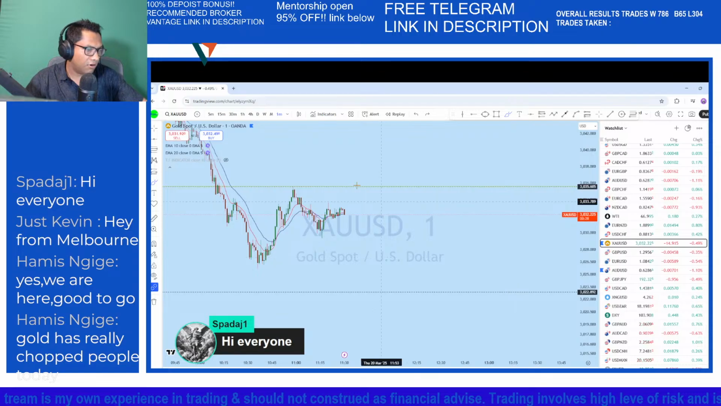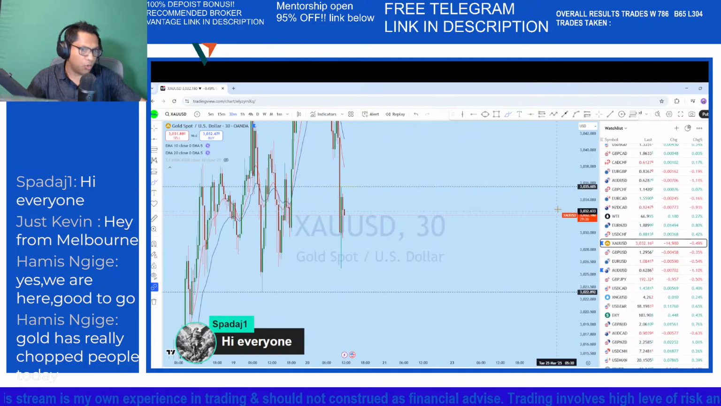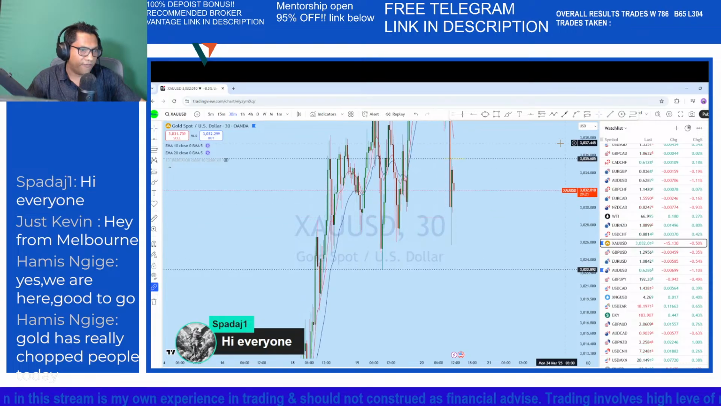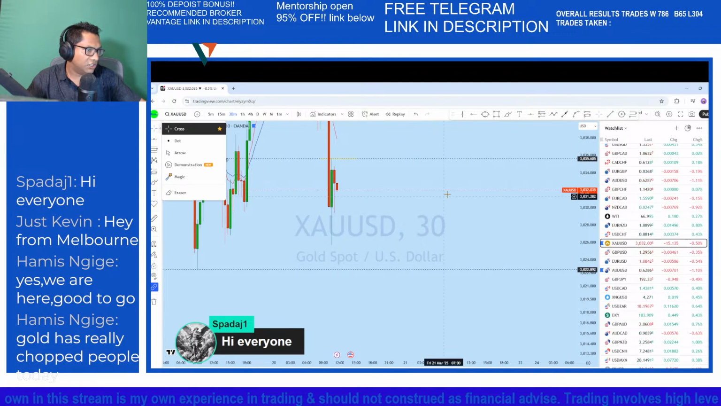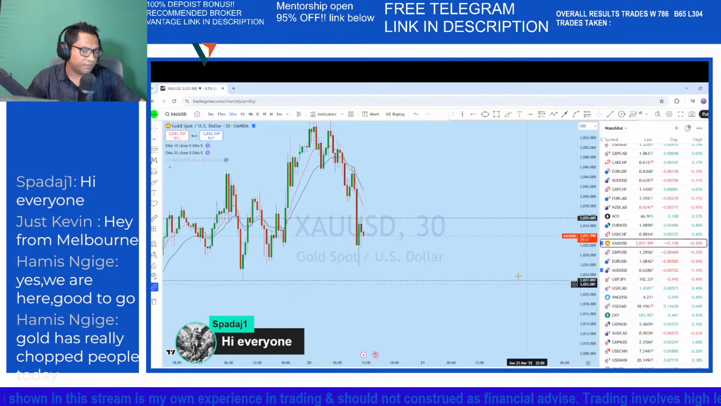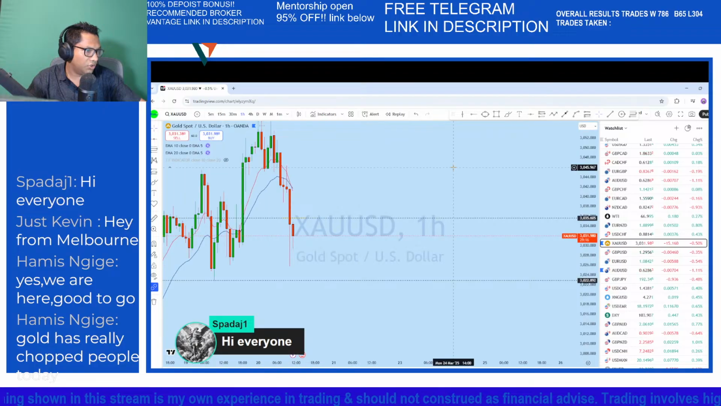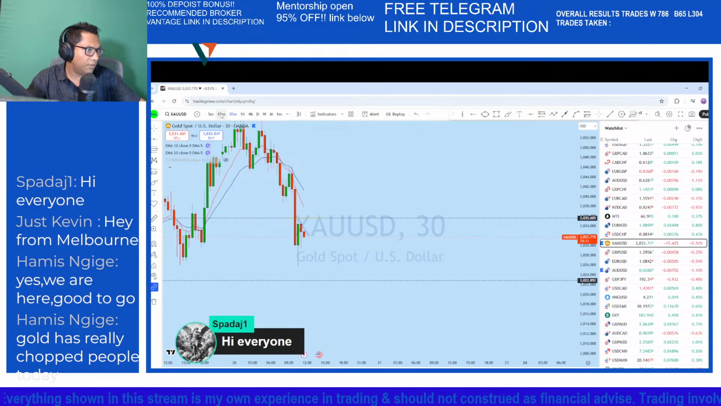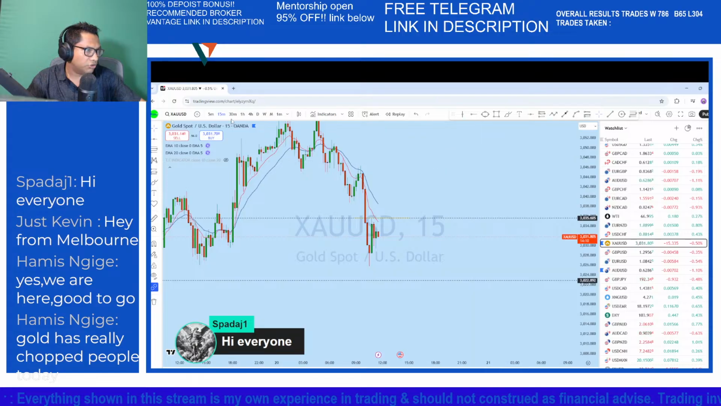So depending on how the price will be moving, based on that we will be looking for trading opportunities in this market. This is what we're waiting to see, how the price is doing, and based on that we will be looking for an entry opportunity in this market.